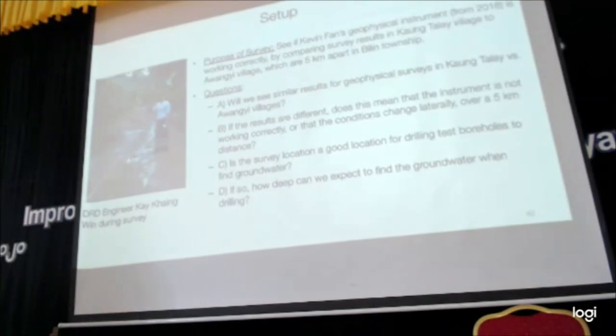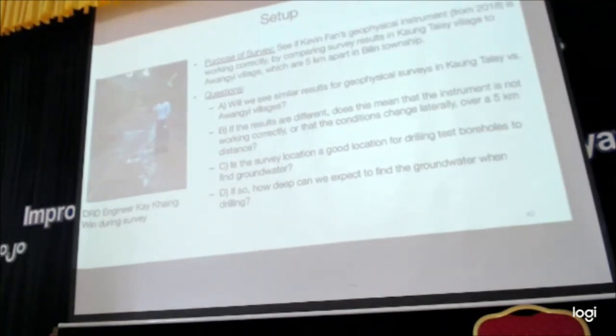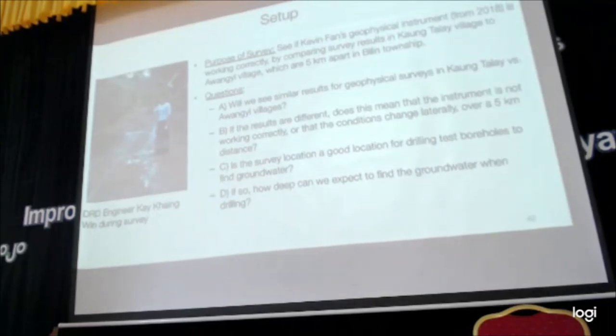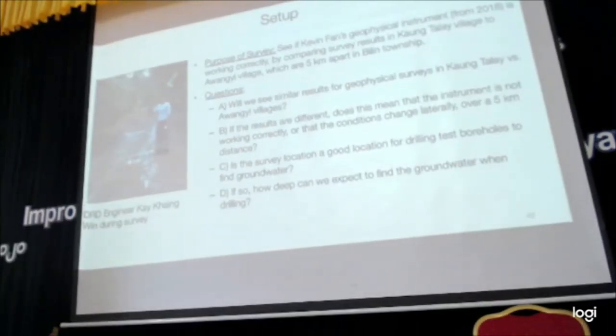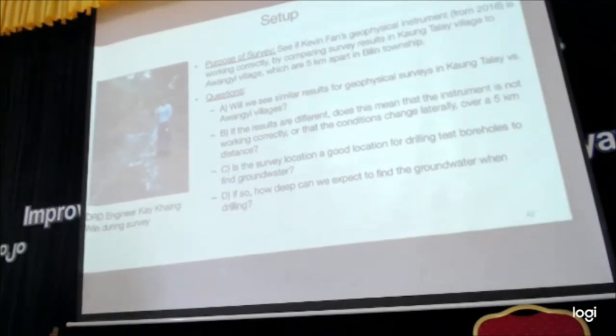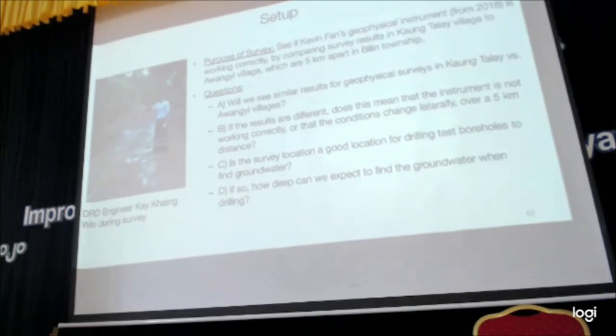It was 5 kilometers apart from Binan Township. So we couldn't go to Owanji because I think KNU was controlling. So we went as close as we could to try to make a direct comparison. Will we see the same results?